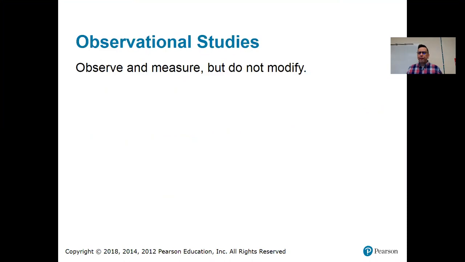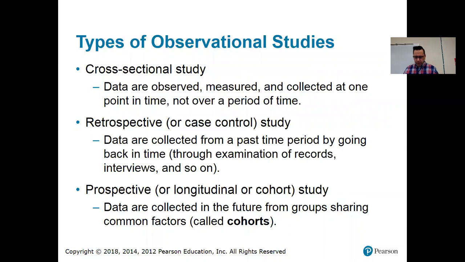Okay, observational studies versus experiments. I feel like we talked about this already. So in an observational study, you're observing and measuring, but not modifying. You are not interacting with the subjects. You're not trying to control their behavior. You're just watching, basically.